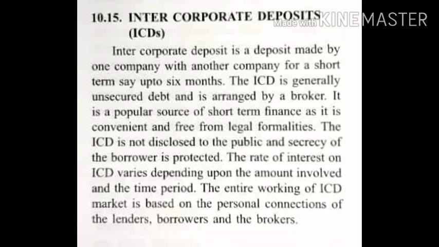Next is intercorporate deposits, which is also known as ICDs. An intercorporate deposit is a deposit made by one company with another company for a short term, say up to 6 months. The ICD is generally unsecured debt and is arranged by a broker. It is a popular source of short-term finance as it is convenient and free from legal formalities. The ICD is not disclosed to the public and the secrecy of the borrower is protected. The rate of interest on ICD varies depending upon the amount involved and the time period. The entire working of the ICD market is based on the personal connection of the lender, borrower and the broker.